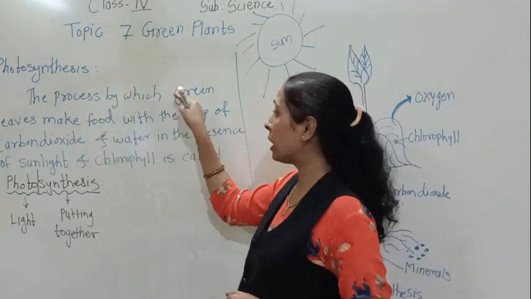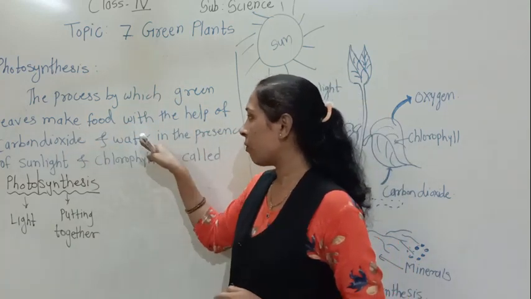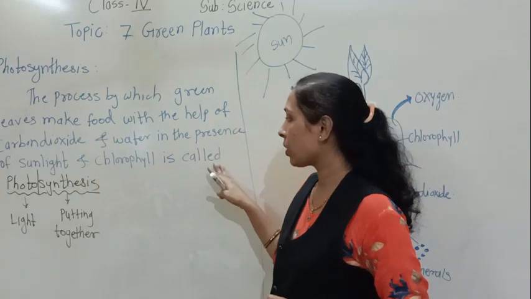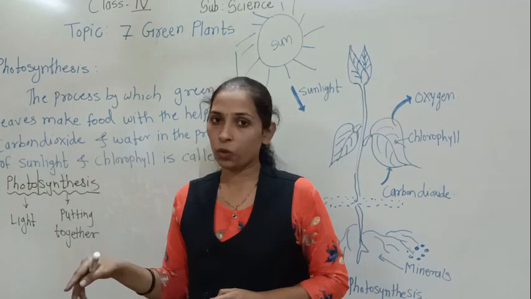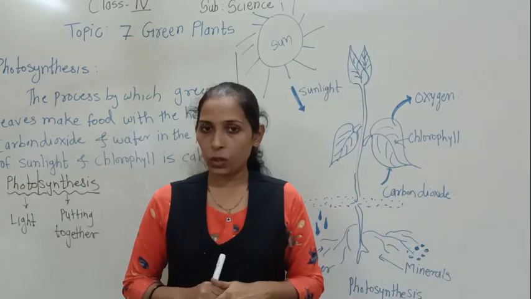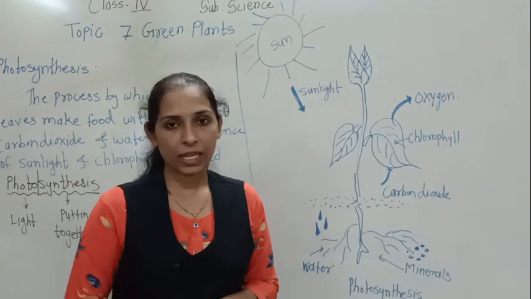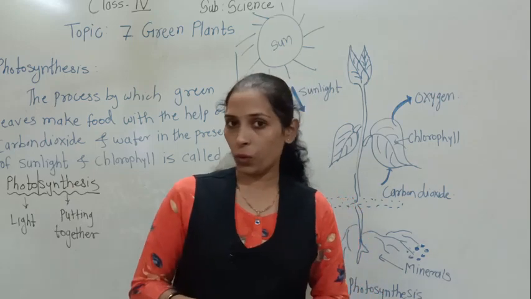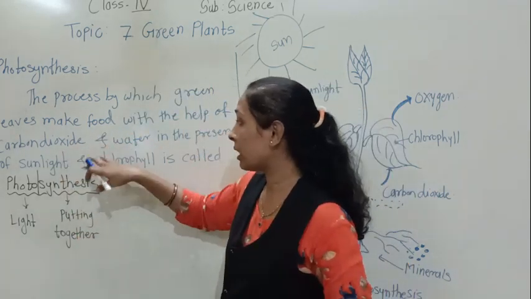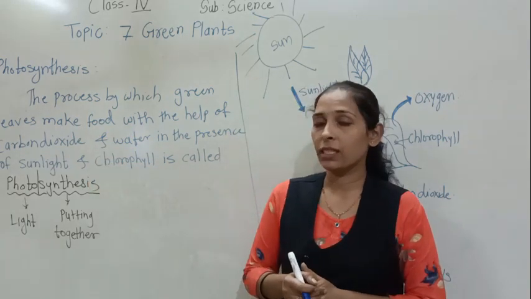Again I will repeat. The process by which green leaves make food with the help of carbon dioxide and water in the presence of sunlight and chlorophyll is called photosynthesis. Photo means light and synthesis means putting together. Now let's see how plants make their own food, or how leaves make food. We have just seen that plants require carbon dioxide, water, sunlight and chlorophyll. So how are they taking all these things, and how are they using them?